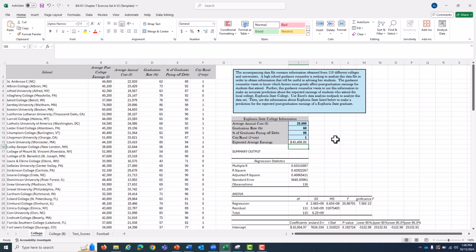As a student who comes in and says, I'm thinking about going to Euphoria State. Well, now they've got mathematical proof that if they choose to have that be the learning institution that they attend, they can expect upon graduation for their very first job to earn about $45,000 in earnings.